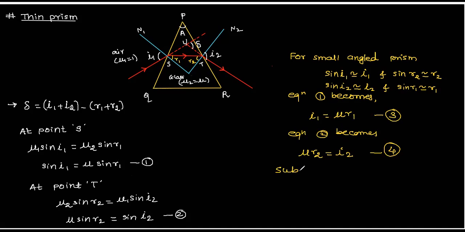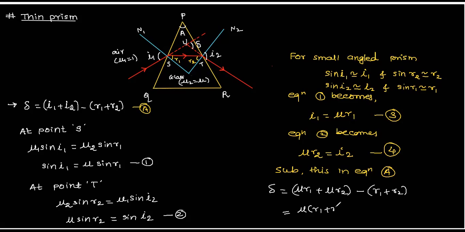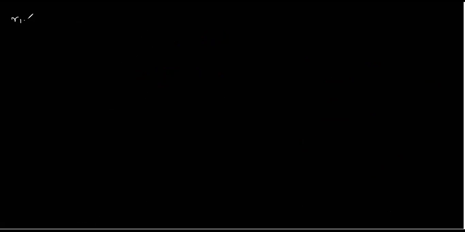So substituting this in the equation, I am denoting this as equation number A. Okay, first one. So here, what are you getting now? Delta is equal to I1 plus I2. I1 is what? Mu R1. So therefore, mu R1 plus mu R2 minus R1 plus R2. Now R1 plus R2 is what? A. So here it is mu common, R1 plus R2, minus R1 plus R2. But we know R1 plus R2 is equal to A.